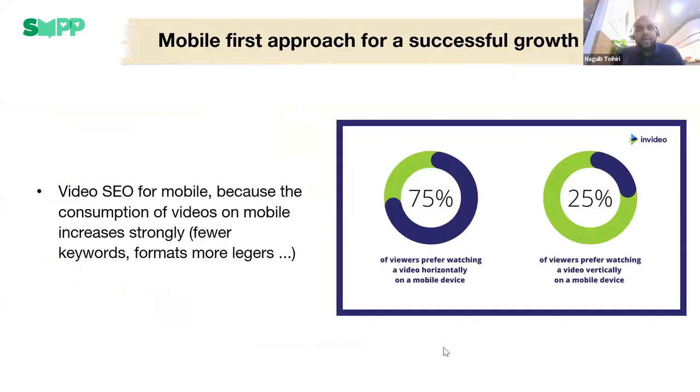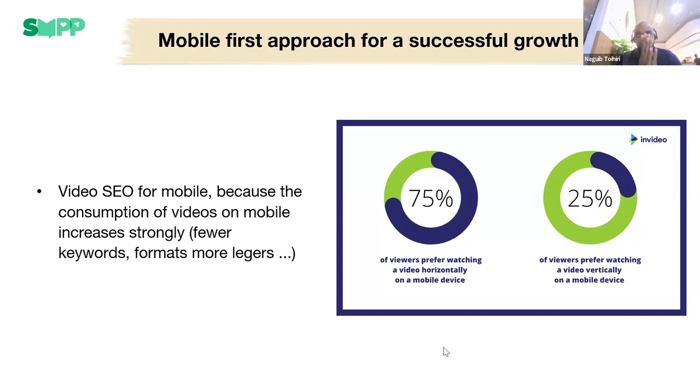The fact that the mobile first approach is obviously the success. So video SEO for mobile, because most of the videos are now watched on mobile. People prefer watching video horizontally on mobile. Only 25% prefer watching vertically on mobile, while 75% prefer watching horizontally. This is an interesting shift, right? If you think about it, traditionally people used to watch vertically, but people now prefer horizontally.